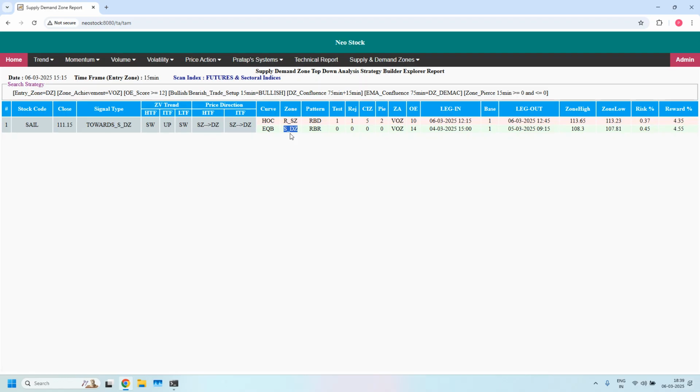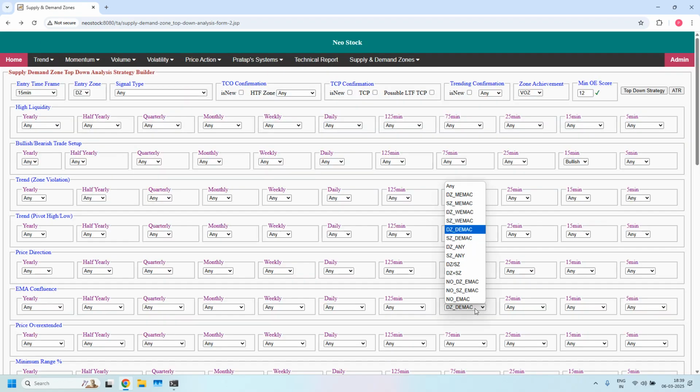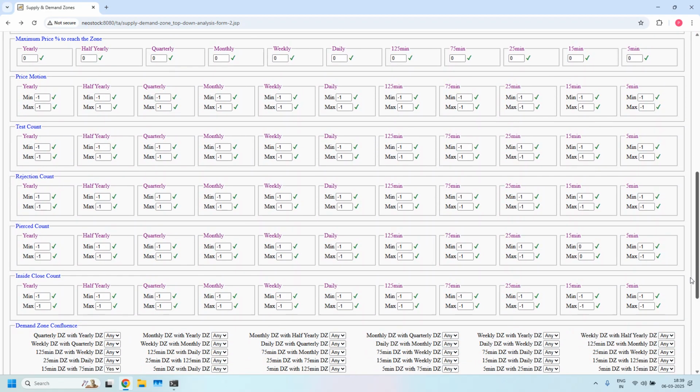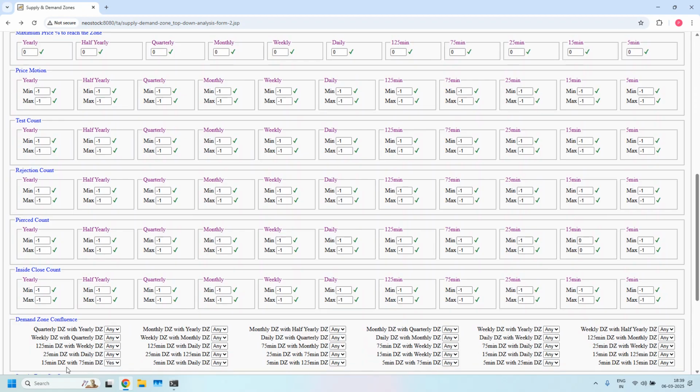Okay, this is based on LTF, ITF and HTF EMA confluence. Next we will look into LTF, ITF, HTF zone confluence. So I removed the EMA filter. In the demand zone confluence, I am setting 3 filters. The first filter is already enabled. Second filter, 15 minutes demand zone with daily demand zone confluence. Next, 75 minutes demand zone with daily demand zone confluence.